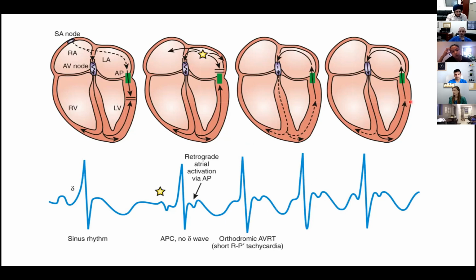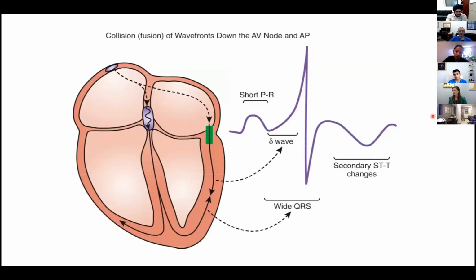That automatically, you understand the treatment. If you ablate any part of this circuit, you're going to get rid of the arrhythmia. You're certainly not going to ablate the AV node. You're not going to randomly chase things in the ventricle. So you're going to ablate the accessory pathway.